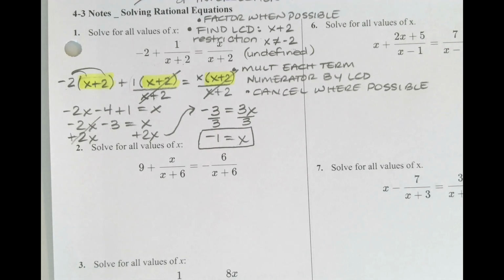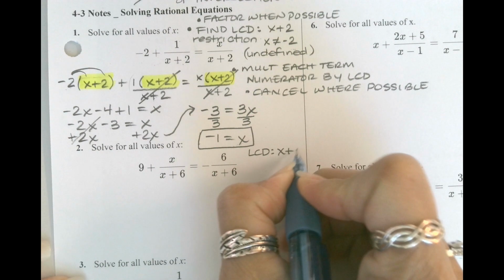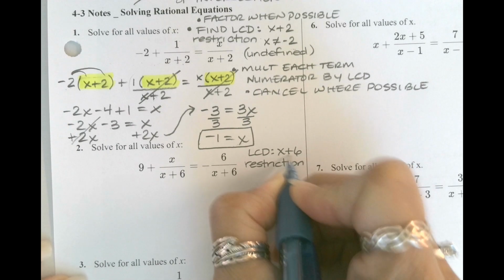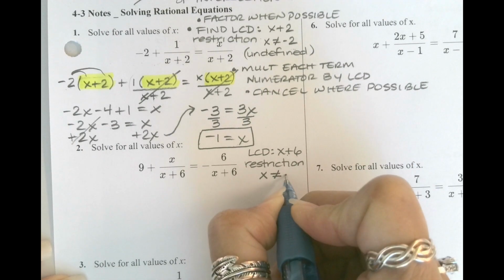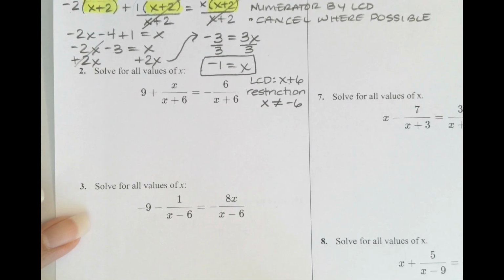I want you to do number 2 on your own with your partners. But before you proceed, tell me this. What's your LCD for this one? All right. So I'm going to put LCD x plus 6. Therefore, the restriction is going to be what? -6. So x cannot equal -6. Write it as an equation. Now go ahead and work this problem out on your own, or work with others, then consult with one another, whatever that looks like for you. I'm going to give you about 3 minutes.